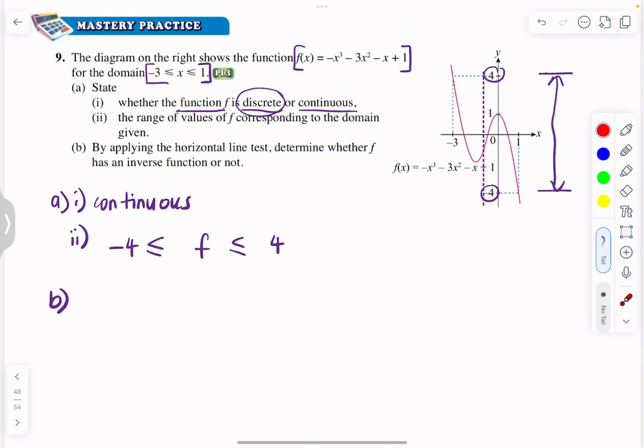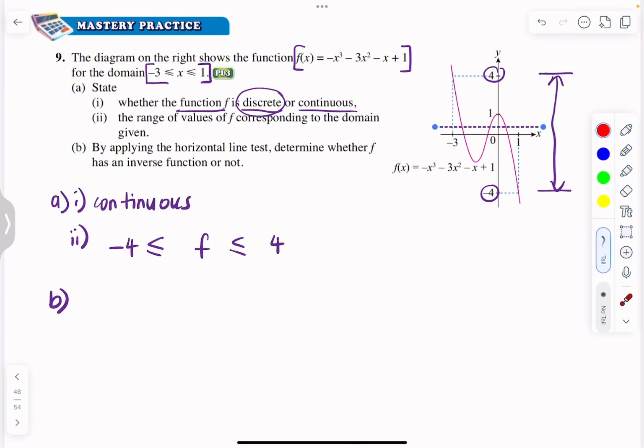But if you want to test for the inverse function, you have to use a horizontal line test. Why must you use a horizontal line test? Because for the inverse function, this is your graph, right? It will be flipped over this axis. So the graph will be like that. So if you want to check how many images each object has, you have to use a horizontal line test.